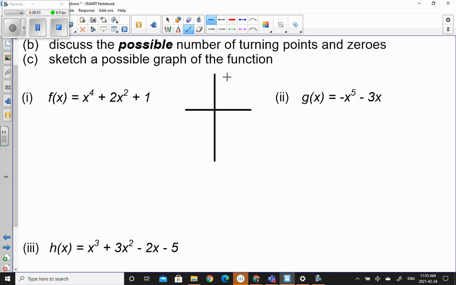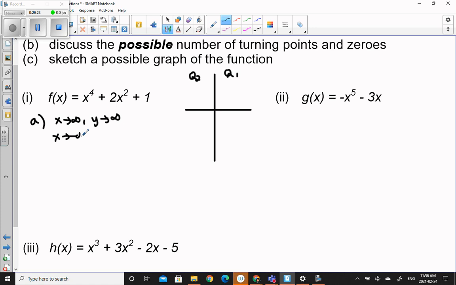So the end behaviors would be that it's going to go from quadrant 2 to quadrant 1 because it's a positive leading coefficient with an even degree. Okay, so it's going to be starting here and ending here, right? So when x becomes more positive, y is also becoming more positive. When x is becoming more negative, also y is becoming positive because y is going to be from quadrant 2 to quadrant 1.